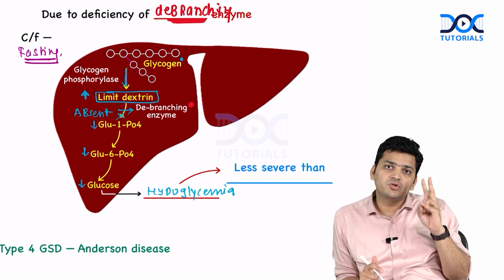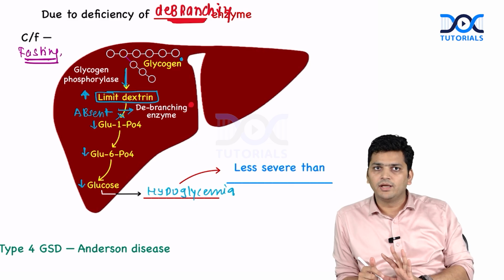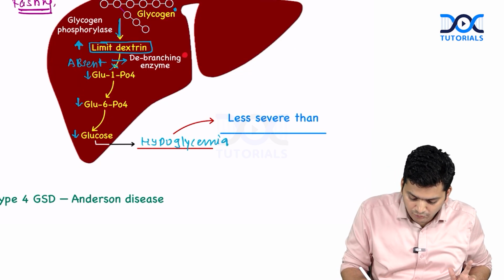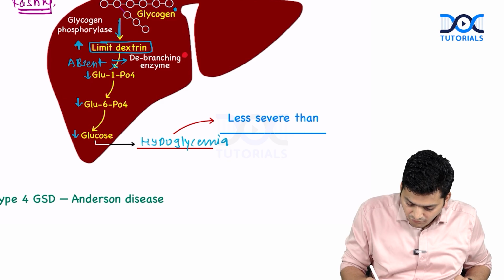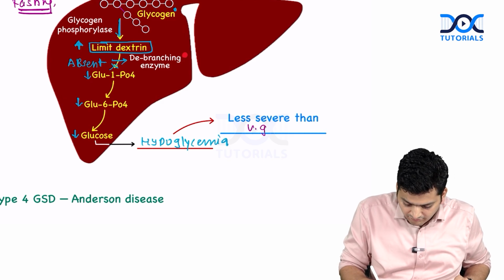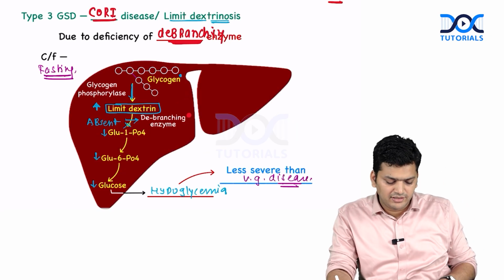So we have discussed two diseases where we can have hypoglycemia: von Gierke as well as Cori. Cori disease will have less severe hypoglycemia, less severe than von Gierke disease. In von Gierke disease, we have severe hypoglycemia. Here we'll have mild hypoglycemia.